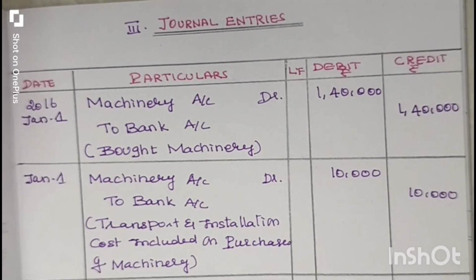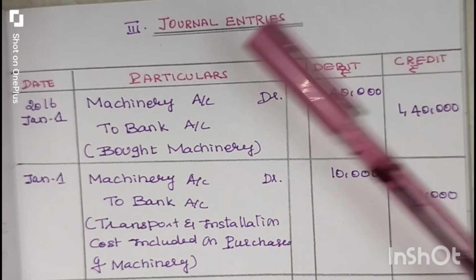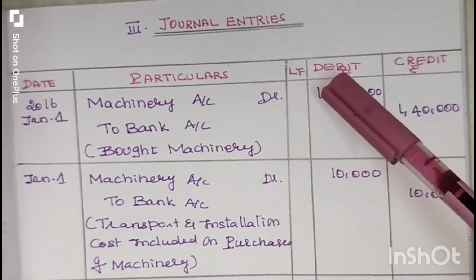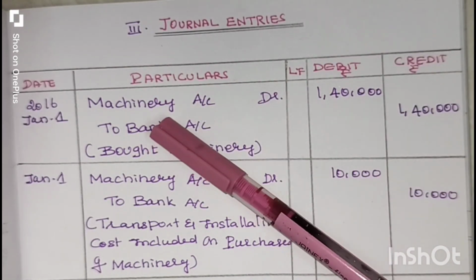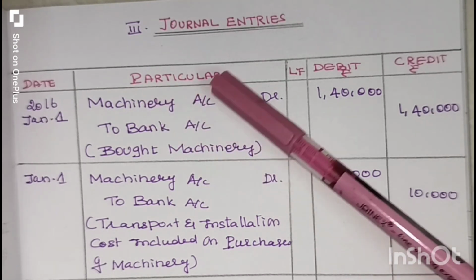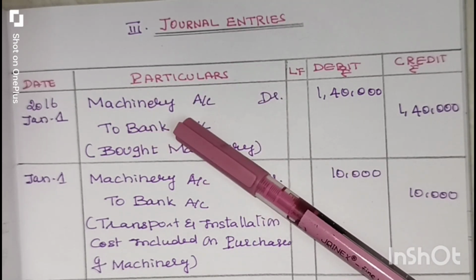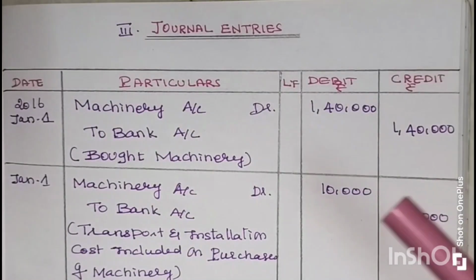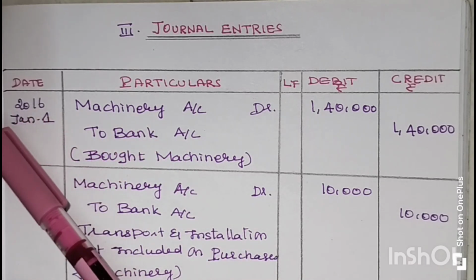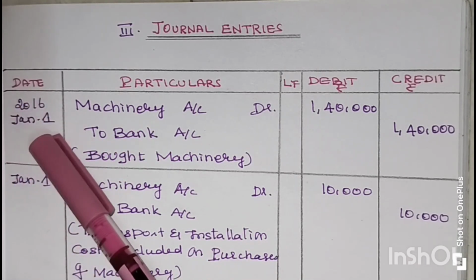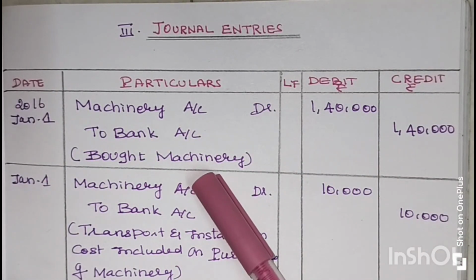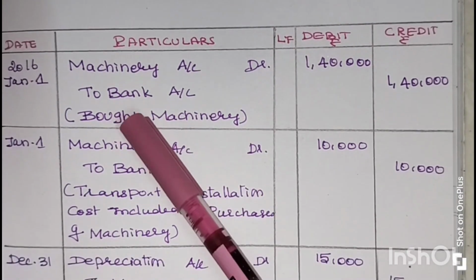Now you have to pass the journal entries for the first 2 years. The format of the journal entry you already know: date, particulars, LF, debit rupees, credit rupees. Whenever you purchase a new asset, what's the journal entry? Asset account debit to bank account. The date of purchasing the asset is 2016 January 1. Machinery account debit to bank account 1,40,000 rupees. The narration is bought machinery.